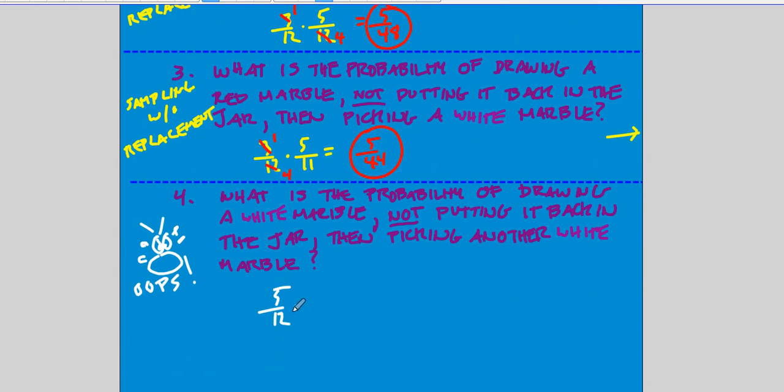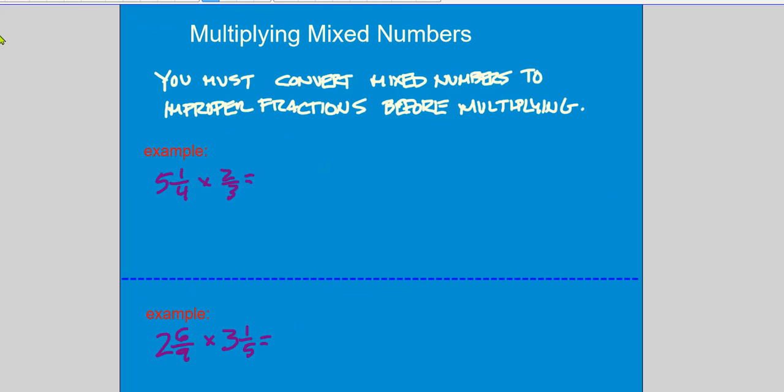Then I'm not putting it back in, so now I only have 11 marbles, and if I had 5 and I picked one already, I have 4. So this would be 5/12 times 4/11. Well, 4/11 there can be reduced because I can divide 4 into 4 once, and 4 into 12 3 times. So I end up with 5/33. That's the probability of picking 2 whites in succession, right next to each other, without replacing the first white marble that I drew out.